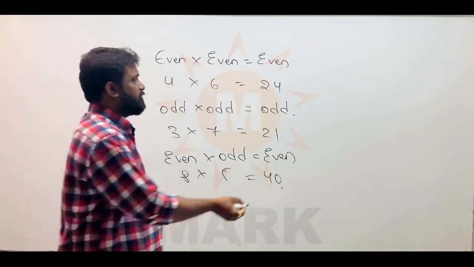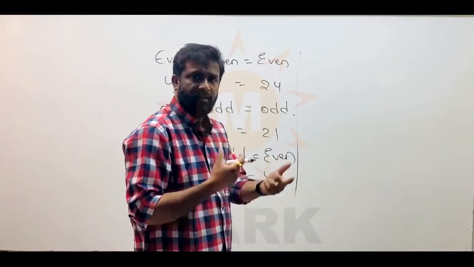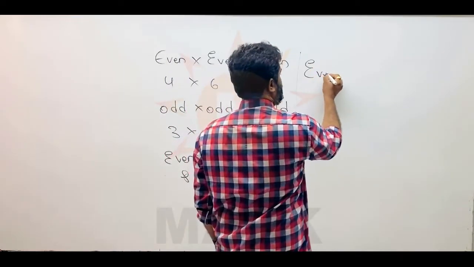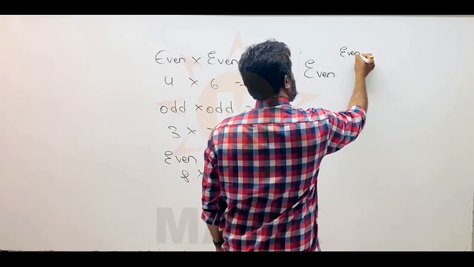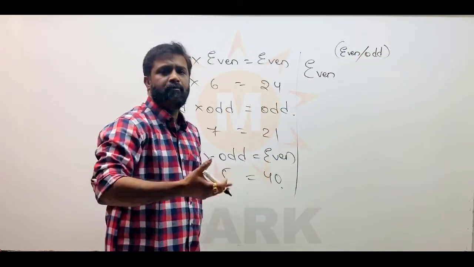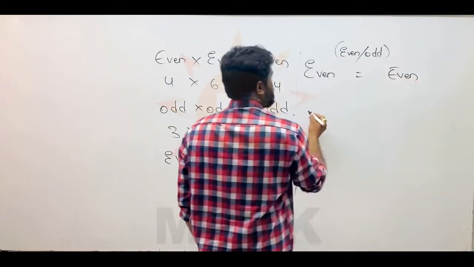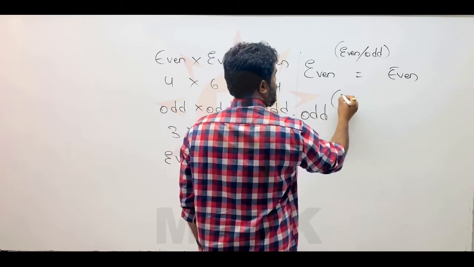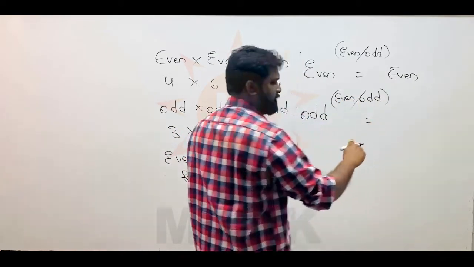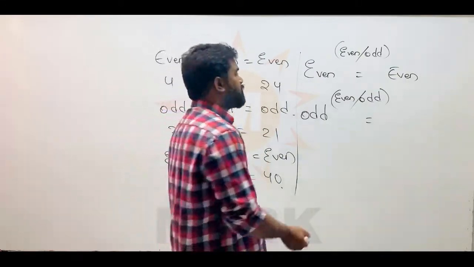Now similarly, my dear friends, the power is also a kind of multiplication, multiplying the same number that many number of times. Suppose you take even to the power of even number or odd number, whatever may be the power, you are multiplying even number into even number into even number, like that. So obviously the answer will be even number. Similarly, if you take odd and write the power as even number or odd number, basically you are multiplying odd number into odd number into odd number. So you will get odd.